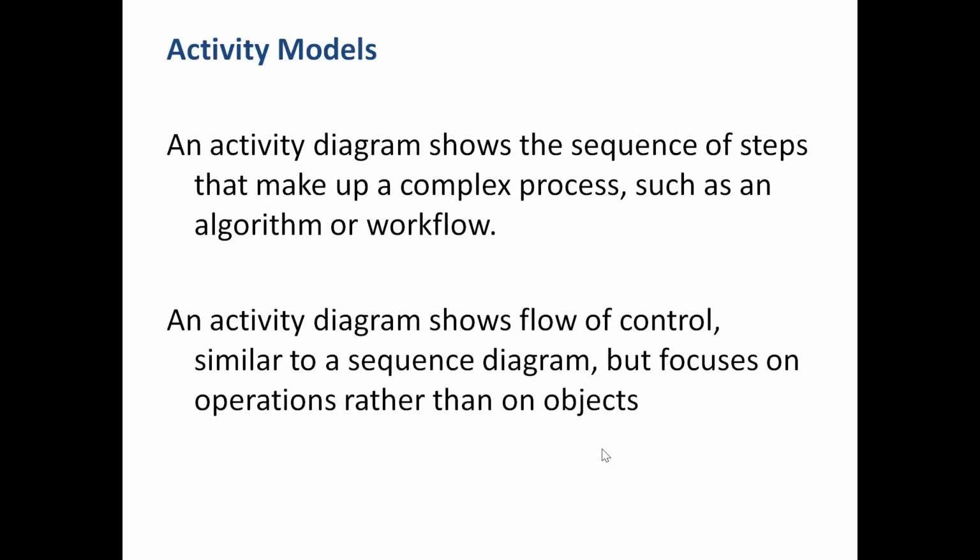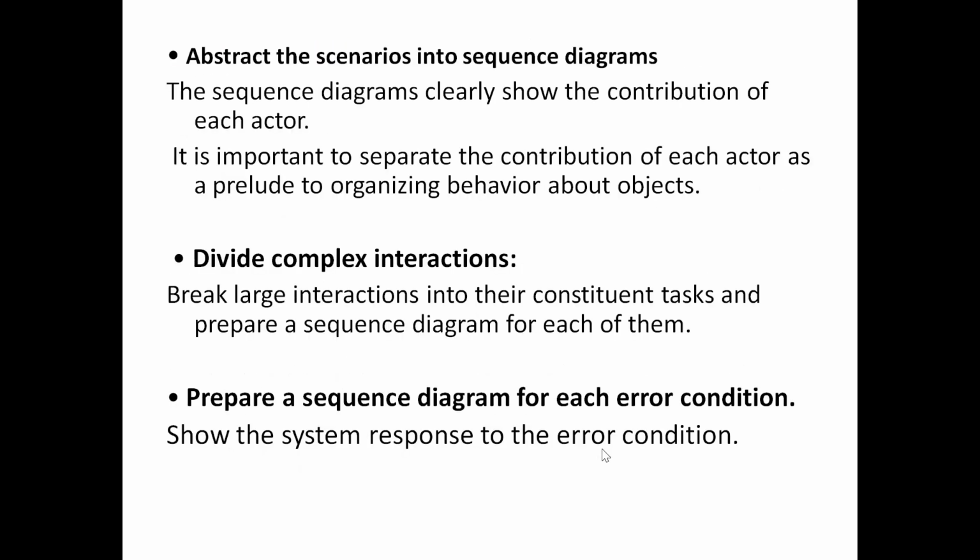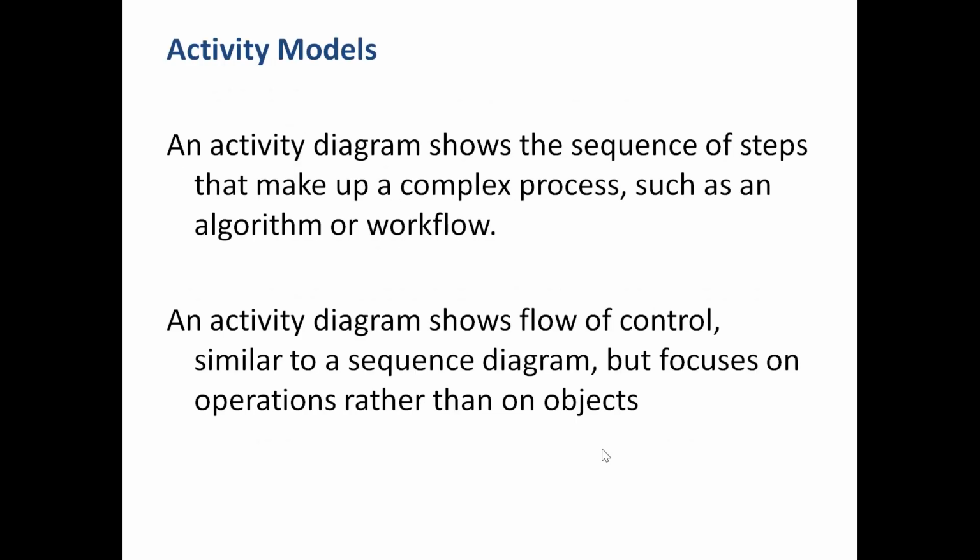Before going ahead with the activity model, let us recap the four guidelines once again. You need to prepare at least one scenario per use case, abstract the scenarios into sequence diagrams, divide complex interactions, and prepare a sequence diagram for each error condition. These are the four guidelines you need to keep in mind when it comes to sequence models. Having seen the importance of sequence models and use cases, let us go ahead with the third abstraction level, that is the activity diagram, the activity models.